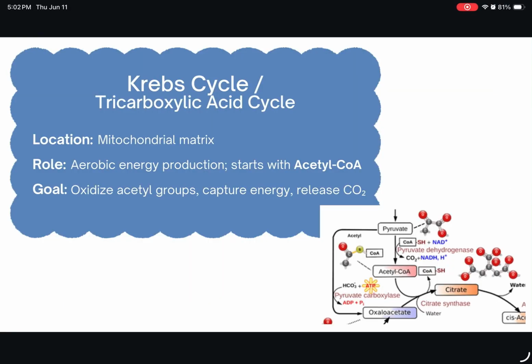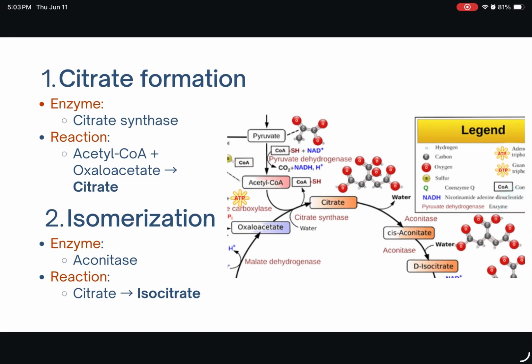This process takes place inside the matrix of the mitochondria, known as the powerhouse of the cell. Its main job is to break down acetyl-CoA, which comes from the food we eat, and slowly capture energy that our body can use. It works like a repeating circle, and every turn helps produce energy for our cells. Now let's begin with the first two reactions.